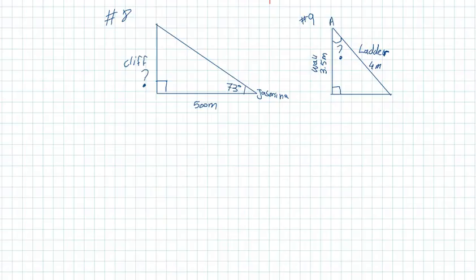So the ladder is what? Hypotenuse. This is what? Adjacent? Opposite? No, opposite. The wall is? Adjacent. So, since I don't know the angle, I'm looking for the angle. What are the 2 sides that I know? Adjacent and hypotenuse. So which one am I going to use?